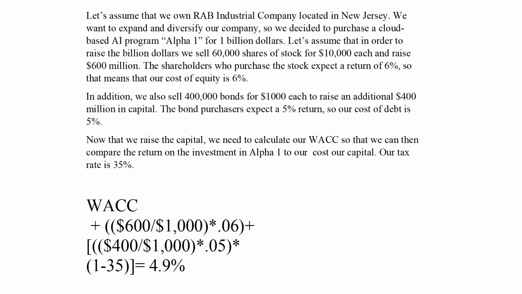Now we're still short, so we also decide to issue $400,000 in bonds for $1,000 each to raise an additional $400 million in capital. Now, the people buying the bond are earning 2.5% interest every 6 months, and the total annual return they'll get is 5%. That's our cost of debt. We had to give them 5% to get the 400 million, just like we had to give the shareholders 6% to get the 600 million. So now that we've raised the capital, we can go and buy Alpha 1.